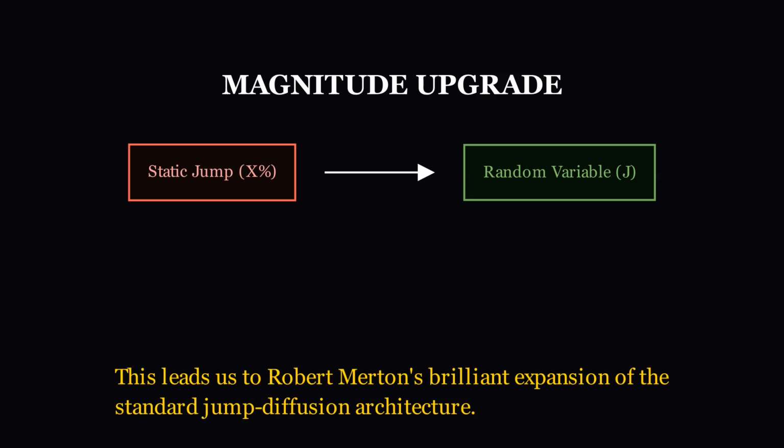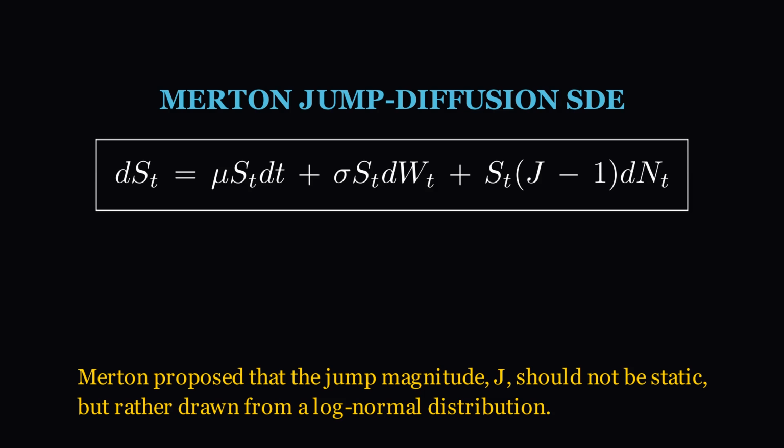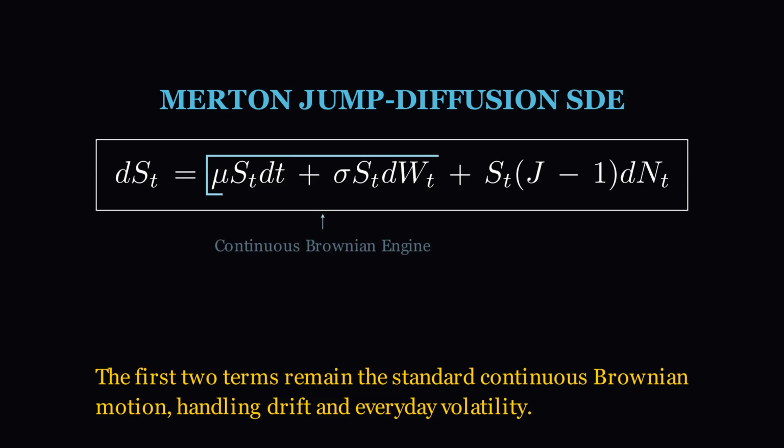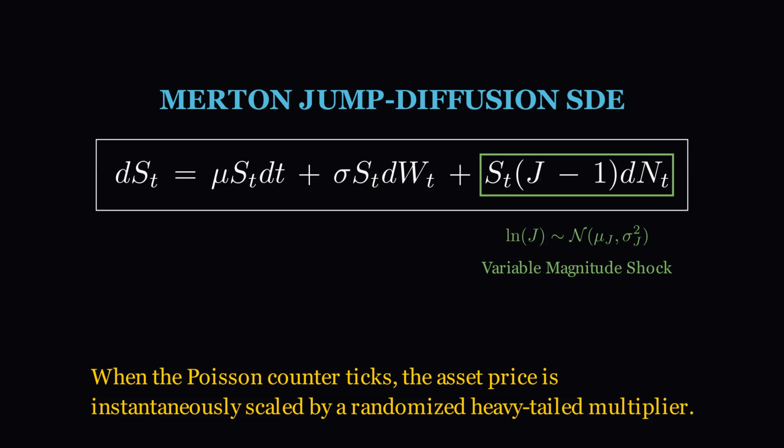This leads us to Robert Merton's brilliant expansion of the standard Jump-Diffusion architecture. Merton proposed that the jump magnitude, J, should not be static, but rather drawn from a log-normal distribution. Let us fuse this dynamic into our baseline stochastic differential equation. The first two terms remain the standard continuous Brownian motion, handling drift and everyday volatility. But the third term now injects a compounded, variable-sized shock into the price action. When the Poisson counter ticks, the asset price is instantaneously scaled by a randomized heavy-tailed multiplier.